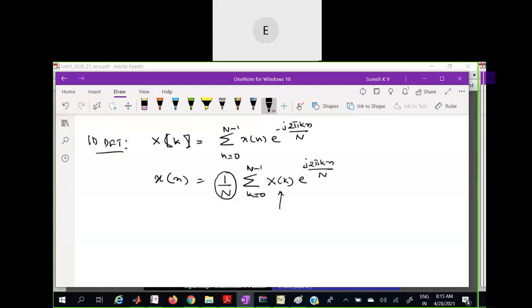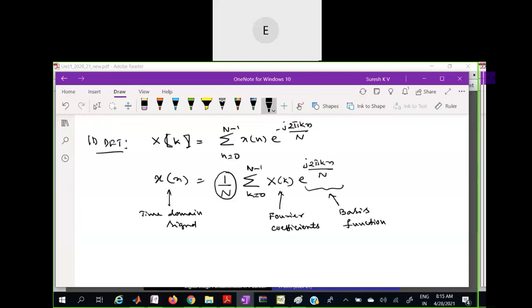Here x of n is your time domain signal. And x of k we call the Fourier coefficient. At every value of k, its value will be different. These are the Fourier coefficients. Now this exponential function is actually called a basis function. This is the nomenclature that is used.